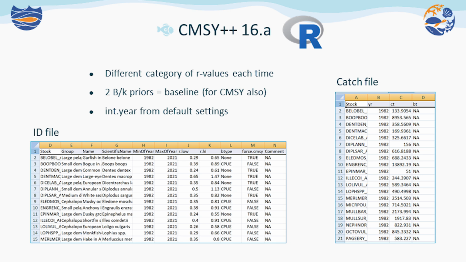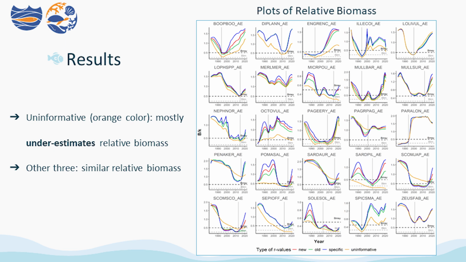So, of course, we uploaded an ID and a catch file for all of the stocks, which contain very valuable information about them, such as the stock name, the minimum and maximum year of the available data, the values for the catch, the biomass indexes in case they were available, the r values, and many others. So we ran the code. These are the results we got. You can see the plots of relative biomass for all of the stocks.